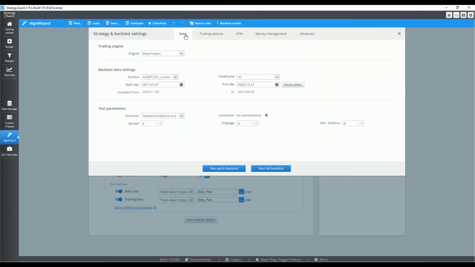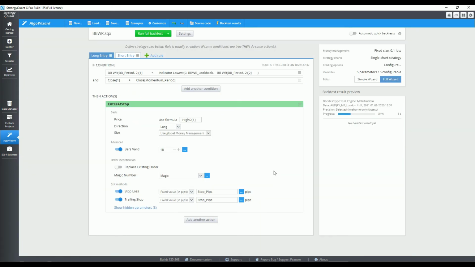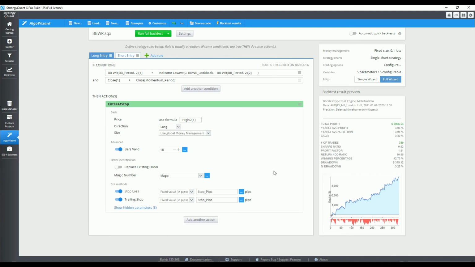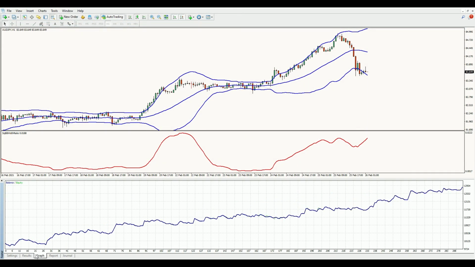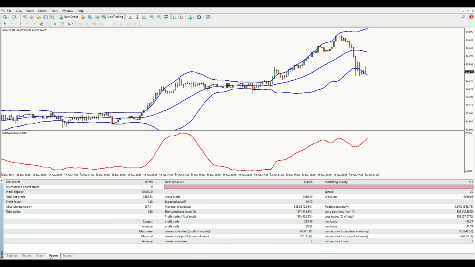It's easy to cherry-pick a handful of spectacular trades from any strategy. To combat this, I always backtest my strategies over the long term. Here's a 10-year backtest of the BBWR breakout strategy on the 1-hour Aussie yen. I redid the backtest using MT4's backtest engine, and the statistics are similar. Getting similar results using different backtest engines and data sources gives me confidence that the strategy has an edge.